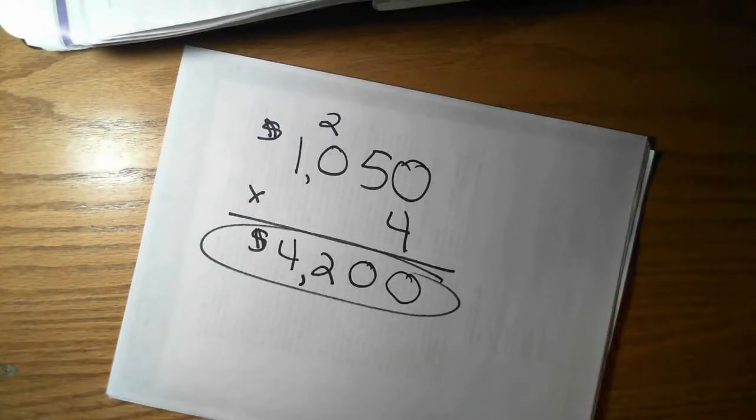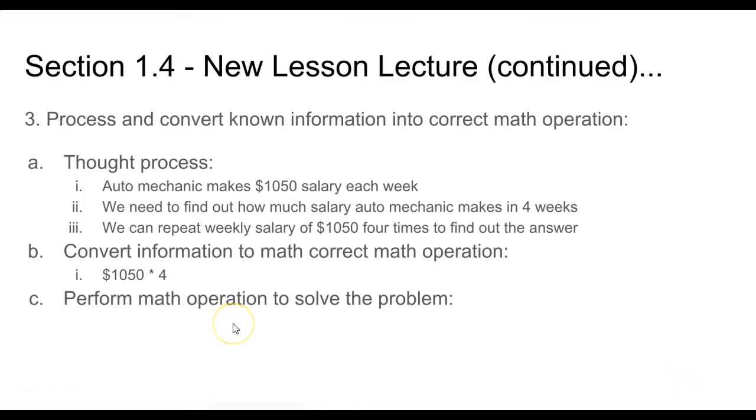Let's go ahead and go back to the lecture. Okay, so we performed the math operation to solve the problem, and we've determined that $1,050 that the auto mechanic makes every week multiplied by 4, repeated 4 times, is $4,200. That's what the auto mechanic makes in a month or in 4 weeks.